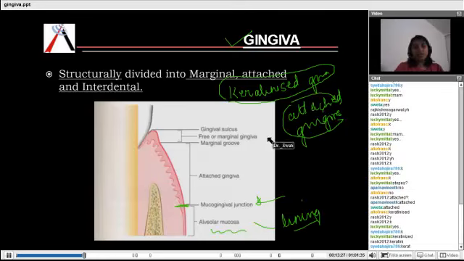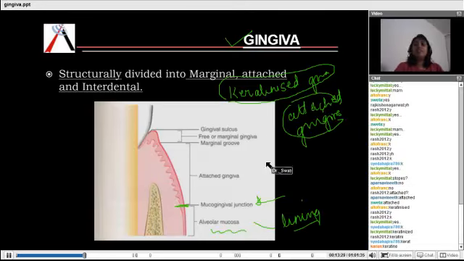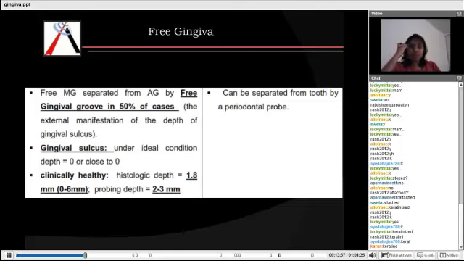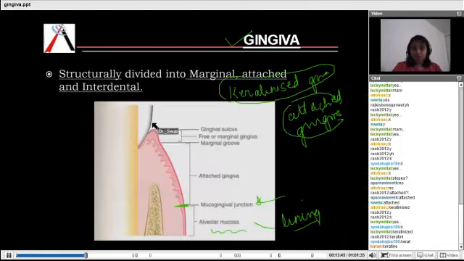That is more in width. Attached gingiva is a part of keratinized gingiva, while marginal gingiva is the remaining part of it. Hope you get that difference, and with that we move on to see individual gingiva, that is free gingiva and all that. In the last slide we saw the marginal gingiva. Let me talk about one more thing.